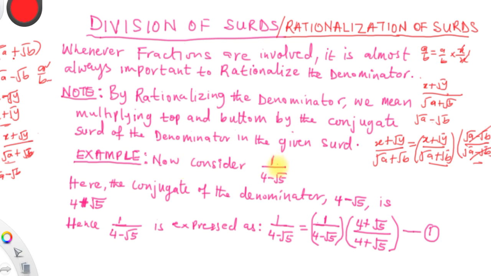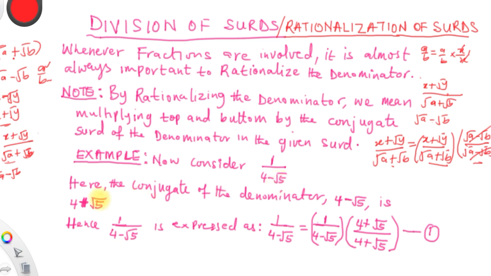Now the example. Consider 1 over 4 minus the square root of 5. If you are given this set, this is a division: you will divide this 1 by this. But how do you go about this? There's no direct way you can divide, so we use the method of rationalization. The process of expressing this set in this form is called rationalizing the denominator.